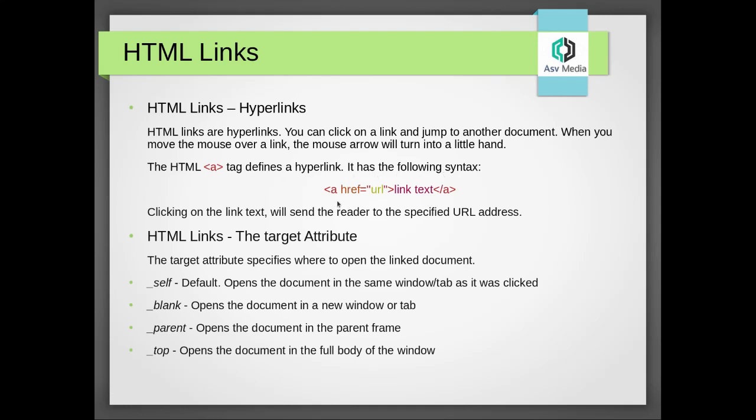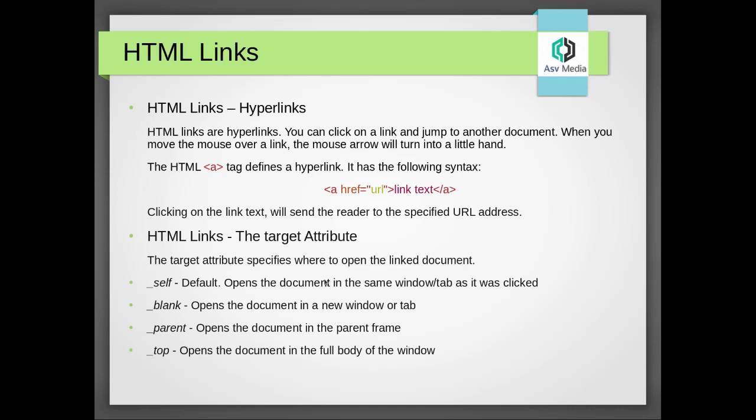The syntax is a starting angle bracket, a tag, and the href attribute, which is the URL. Here you need to write the URL of the linking page, then the link text, and then the closing tag. Clicking on the link text will send the reader to the specified URL address, and these links can be targeted using different attributes. Different target attributes are specified here.